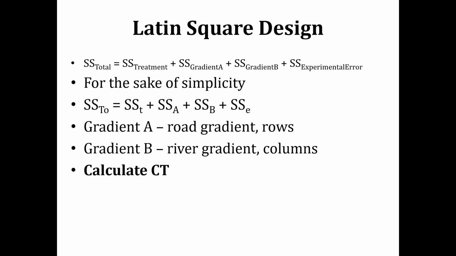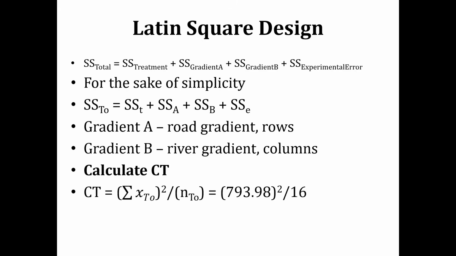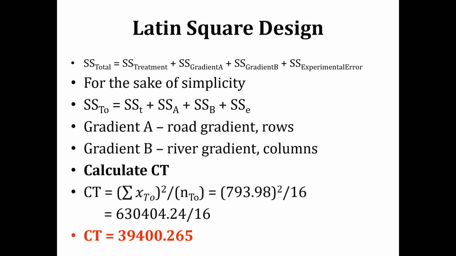Now we have to calculate the correction term as we move on to the Anova. So this is the formula for the correction term: summation x t o whole square divided by the total number of observations. So what is the total sum of observations? This is 793.98. We take the square and divide it by 16. So we get the correction term as 39,400.265. So this is the value of our correction term.